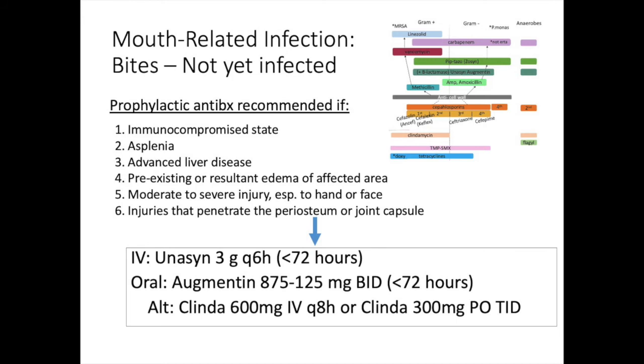So classic ones for us to get called about from plastic surgery, and then any injuries that penetrate the periosteum or joint capsule. And our go-to for this, again, is going to be Unasyn if we want it to be IV, or Augmentin for PO, and then the alternative for those is going to be clindamycin.